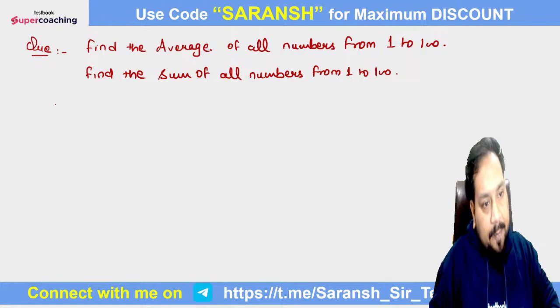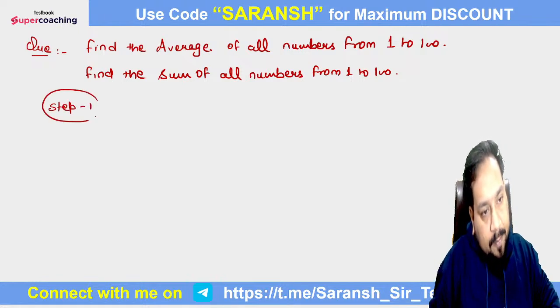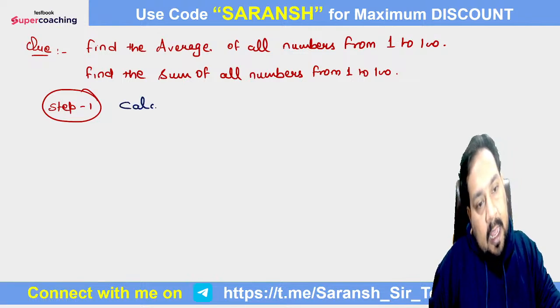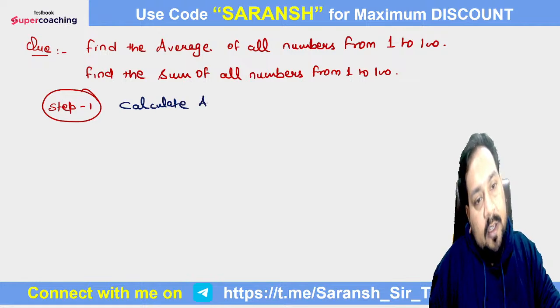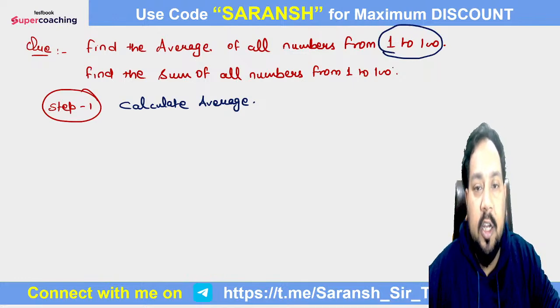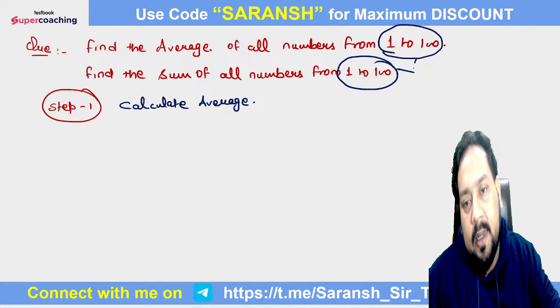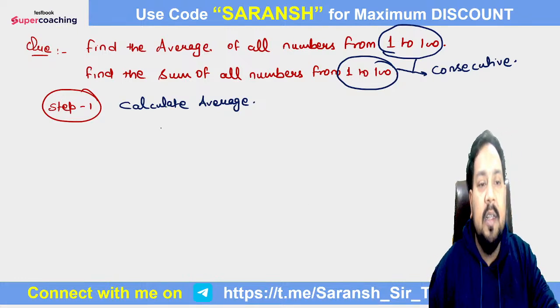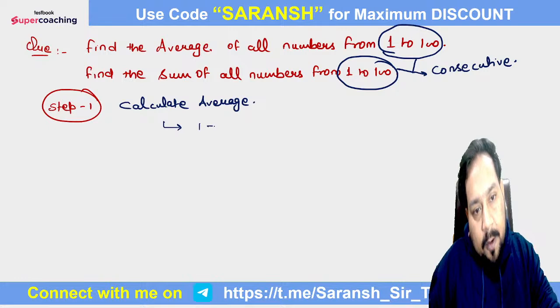Step 1, calculate average. See, guys, from 1 to 100 is telling us it is a consecutive series. Yes or no? It is a consecutive series. So first calculate the average. 1 plus 100 upon 2, 101 upon 2, that is 50.5.